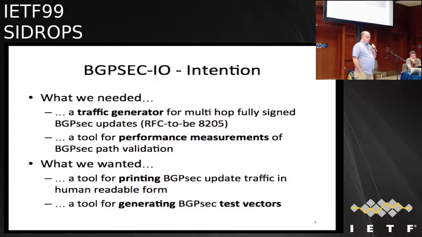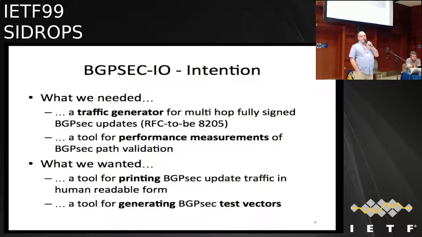Next slide. Then we created another tool called BGPSecIO. What we needed was a BGP traffic generator that has more than one signed hop in there. So we wanted to be able to take MRT table dumps and generate BGPSec traffic for all of them. We just create our own keys and so forth and do all these things.